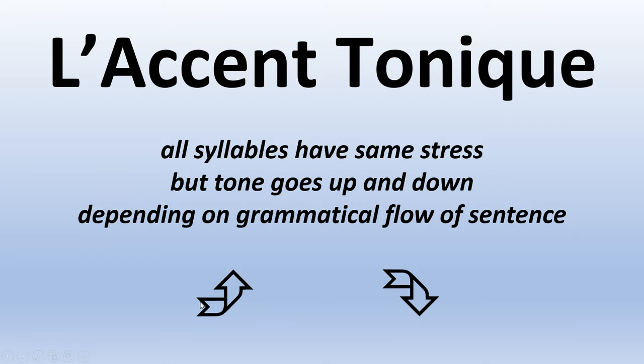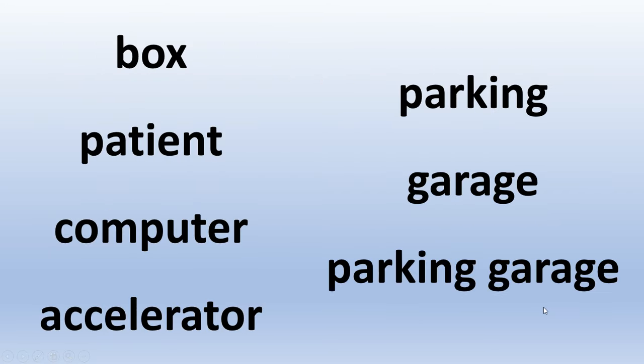You'll notice these symbols down here, the up symbol and the down symbol, and I'm going to use those in some of these examples. Now, when you think about stress and syllables in English, think about, for example, these words: box, patient, computer, accelerator. Notice we went up in the number of syllables. Box is one syllable, patient, two syllables, computer, three, accelerator, five.